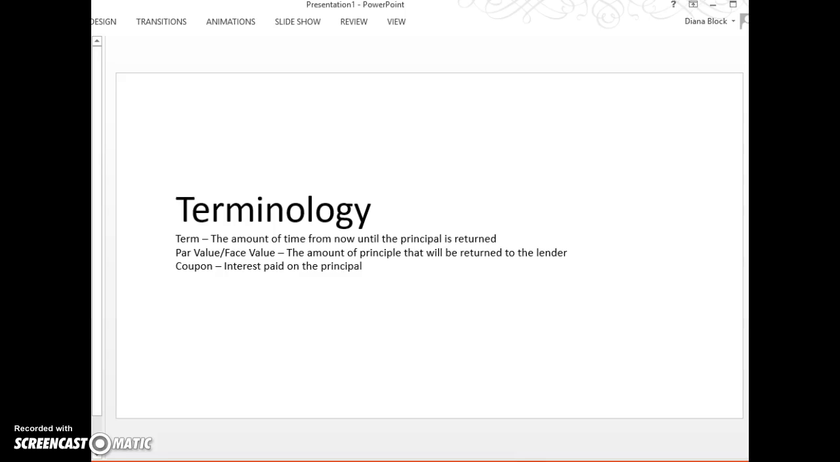So some of the bond terminology that we want to look at is the term. The term is the amount of time from now until the principal is returned. So for example, if a 25-year bond was issued 15 years ago, you've got 10 years left until they have to pay you back your principal. So you've got a 10-year term remaining on that bond.